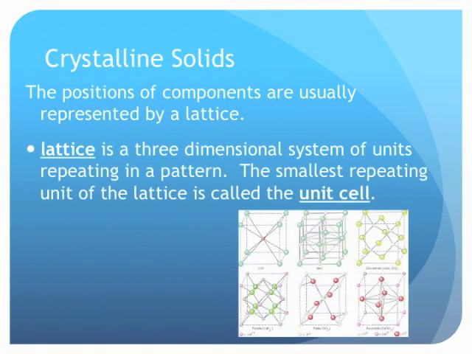Crystalline solids are ordered due to something called a lattice. A lattice is a three-dimensional system of units repeating in a pattern. The smallest repeating unit of the lattice is called a unit cell.